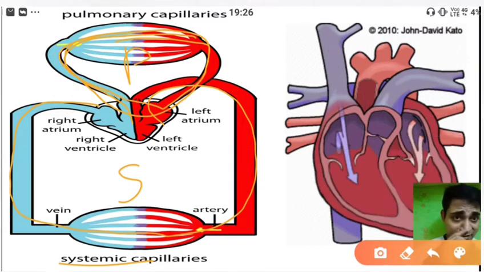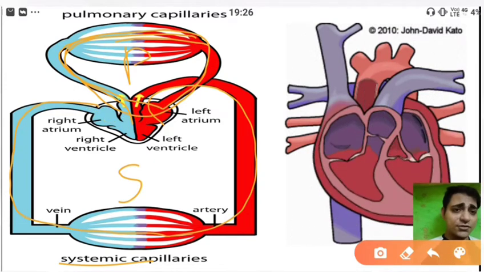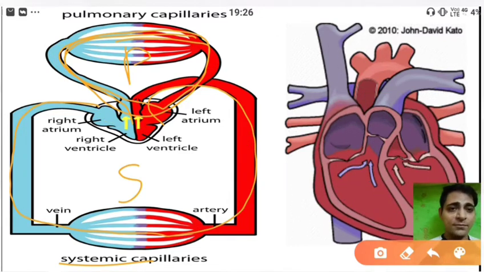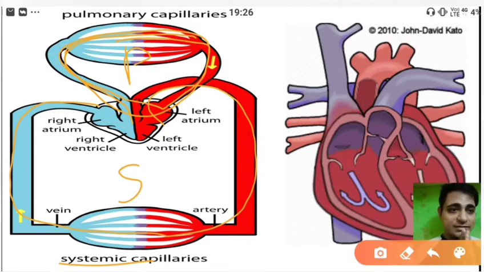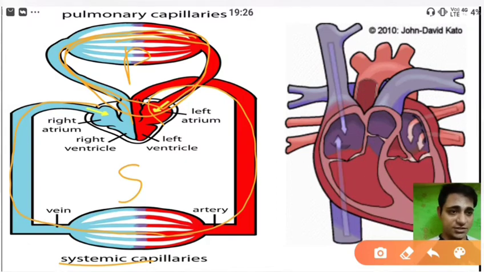systemic circuits. At a particular given point of time, the heart circulates blood twice, or blood flows twice inside the heart. Okay, means at a given point of time, one pulmonary circuit starts and another systemic circuit ends. That's why two different circuits run together, and that's why our circulation is known as double circulation.